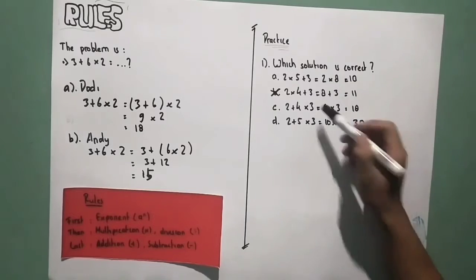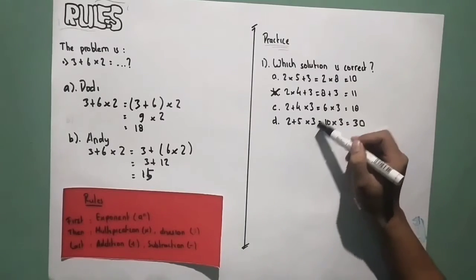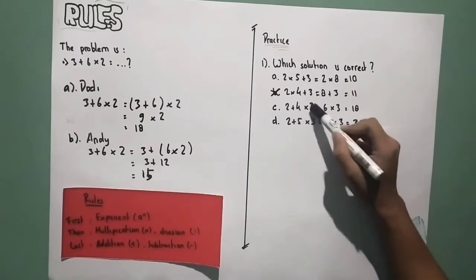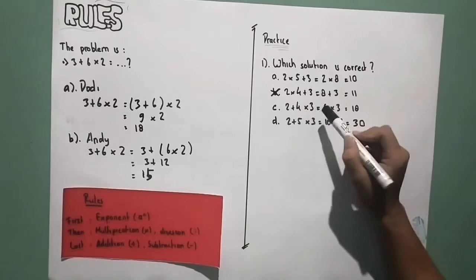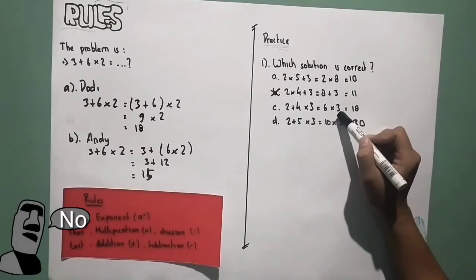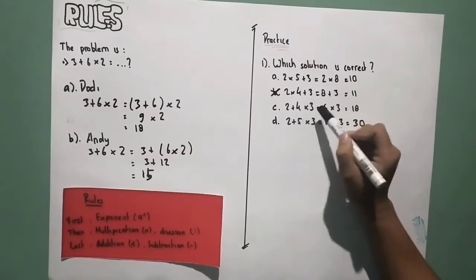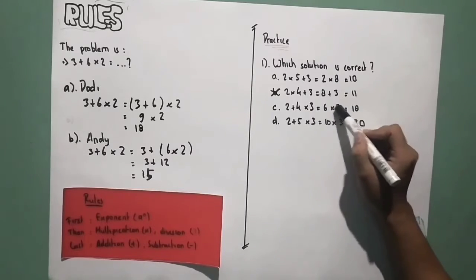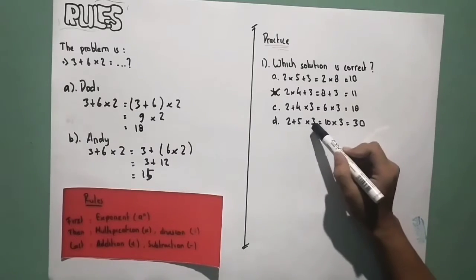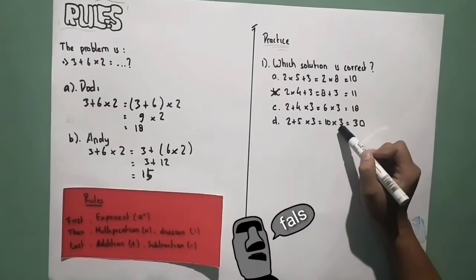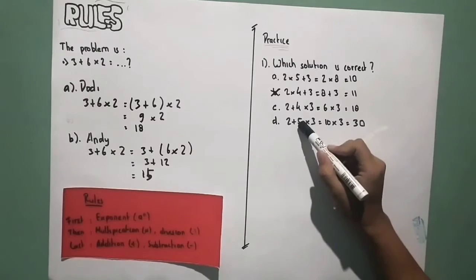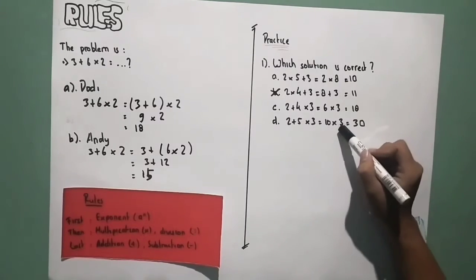So why are C and D wrong? Let's see the multiplication first. 4 times 3 is 3. No, because 4 times 3 is 12. And D, 5 times 3 is 3. False, because 5 times 3 is 15.